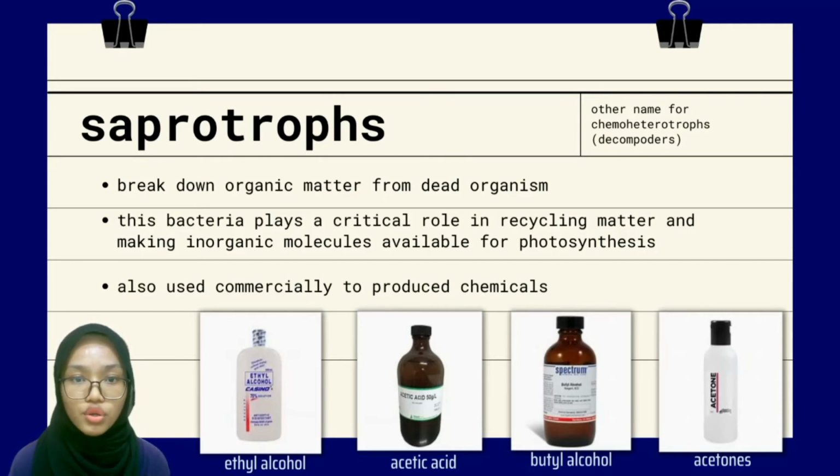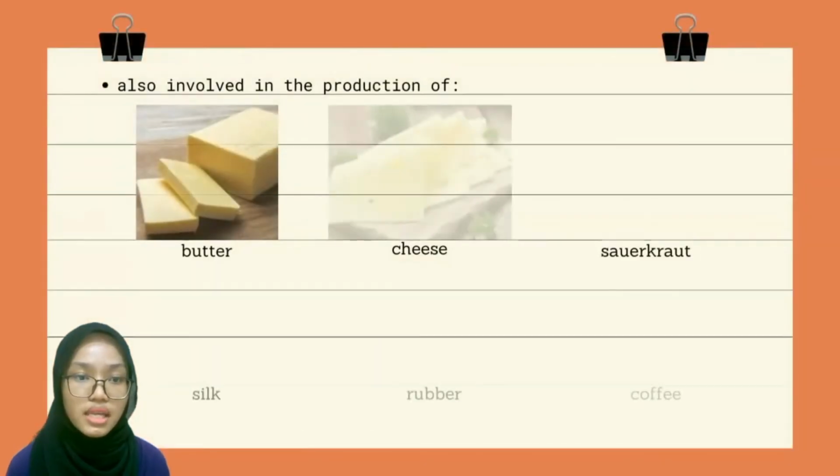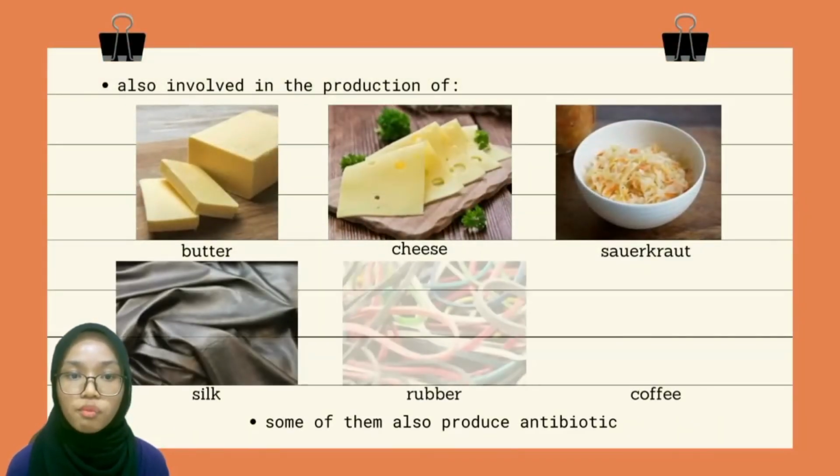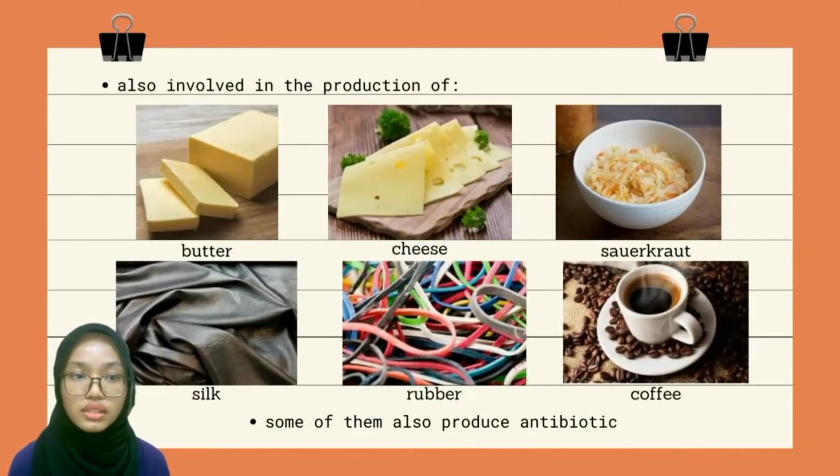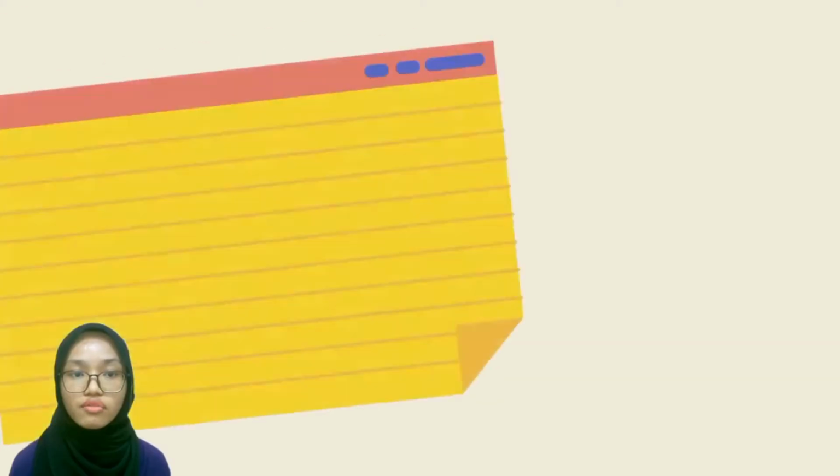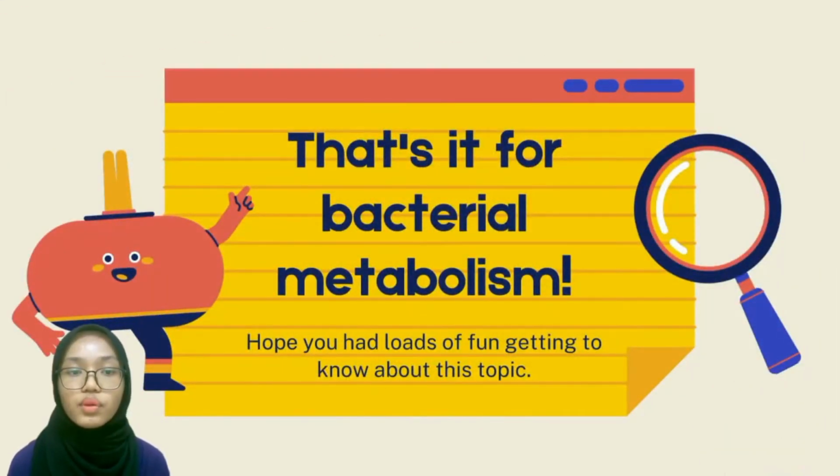Saprotroph bacteria are also used commercially to produce chemicals such as ethyl alcohol, acetic acid, butyl alcohol, and also acetone. Besides, they are also involved in the production of butter, cheese, sauerkraut, silk, rubber, coffee, and also antibiotics. That's all for bacterial metabolism. Next, we will proceed with symbiotic relationships, which will be presented by Ayuni.